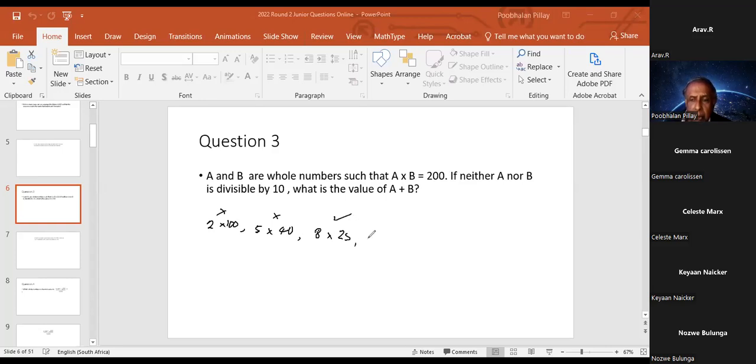Okay, and if you want to go on a little bit, the next one is 10. And we can eliminate that, and so on. Okay, so all the others have got a 10 in them. So the only pair where neither is divisible by 10 is this. So this has to be A and B. So A plus B is 33. Doesn't matter which is A, which is B. We are looking at the sum of these 2, and the sum of these 2 is only one answer. So the answer to question 3 is 33.